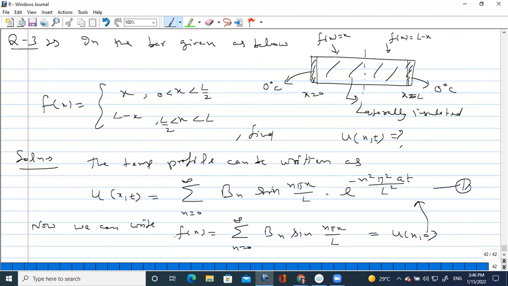So you can multiply it again. Method you know: multiply by sin(n pi x by L) both sides and integrate with respect to x. Okay. So no need to go anywhere, no need to worry if you don't remember the formula.